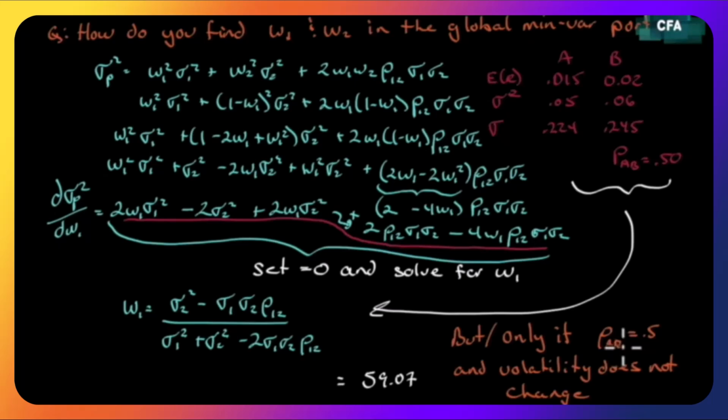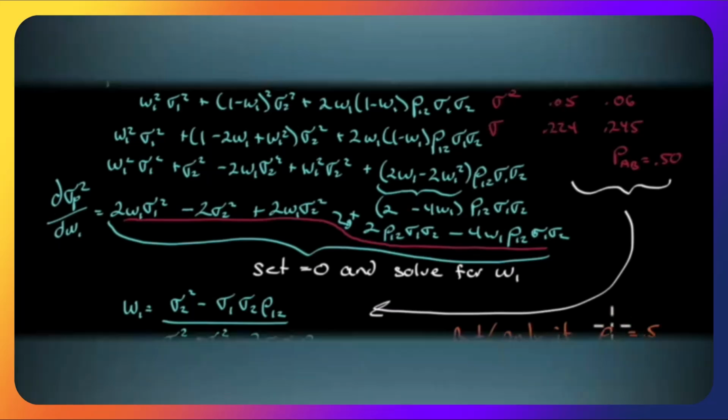So the correlation must stay solid at 0.5, and volatility does not change. If volatility changes on either one of these, either A or B, or for the market as a whole, that correlation is going to change. Volatility will change the variance, and that correlation will change.